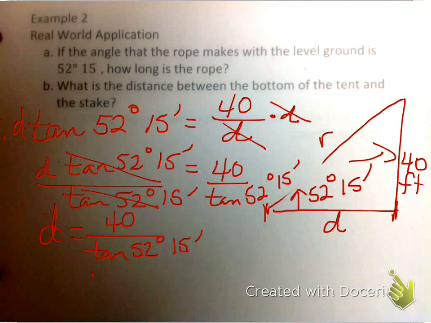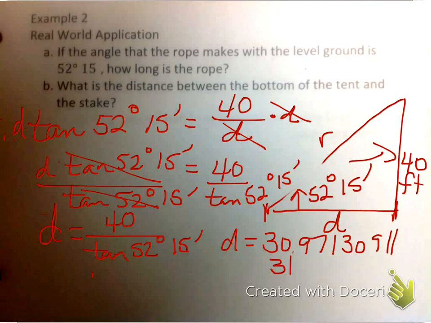Now I'm going to put it in my calculator and I'm going to get an answer, which is D is equal to 30.971309111, and I'm going to round it to the nearest tenth. Okay, I look at the 9, I look behind it, I need to round up, so that's going to go to 31.0 feet.